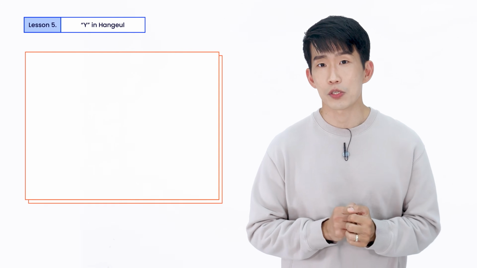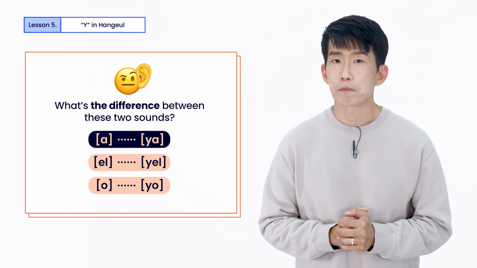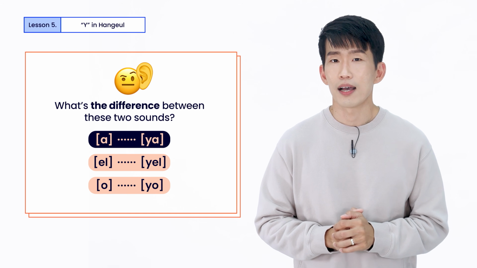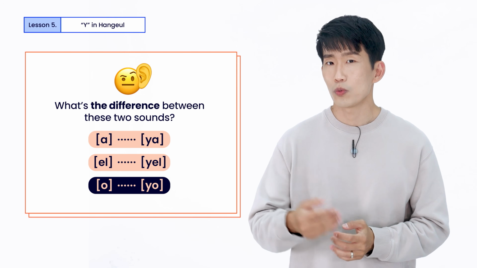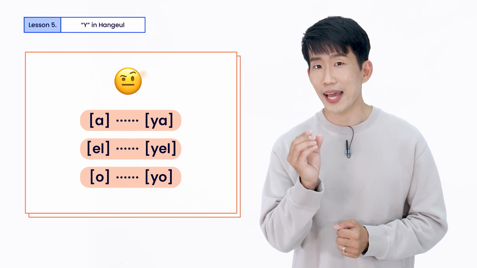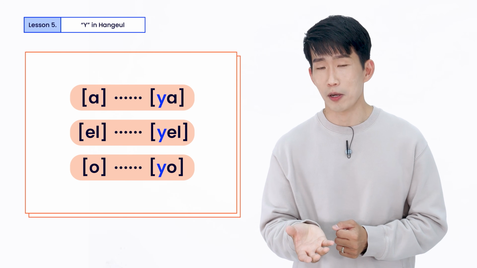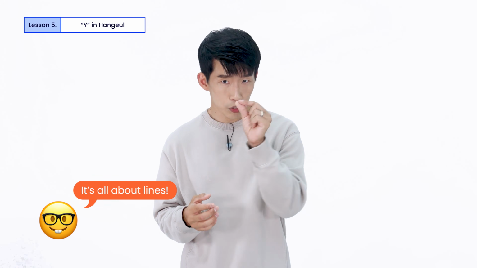And by the Y sound, I mean this. What is the difference between these 2 sounds? A, ya. L, yell. O, yo. It's the added Y sound I'm talking about. And you can add that extra Y sound to Korean vowels by adding a short additional line. It's super easy to understand, so let's go.